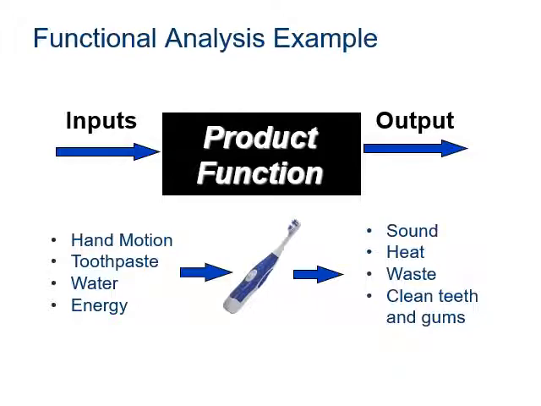And as an example, and you're going to be doing this for number 4 of activity 6.3, you're asked to list the inputs. So the inputs, for example, of an electric toothbrush are your hand motion, the toothpaste, water, and also energy, the electricity that it uses. And the output, some of them beep, some of them play songs, so the output would be some sound. They're certainly going to produce some heat. Anything that has a motor in it is going to produce some heat. There'll be waste, all the stuff that you spit out when you're done cleaning your teeth. And hopefully the best output is also having clean teeth and gums.